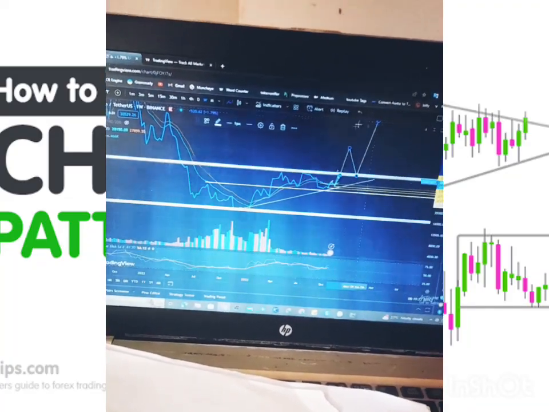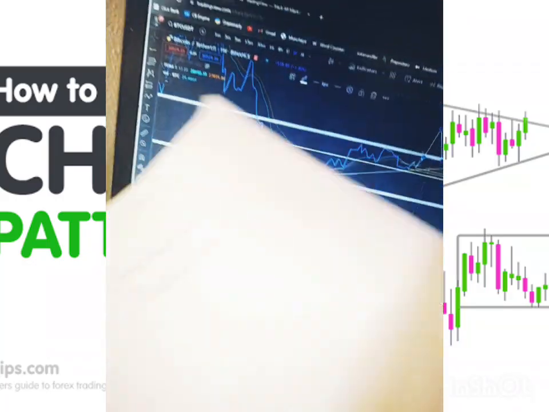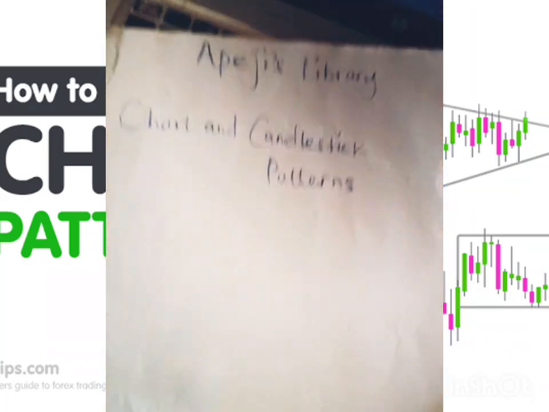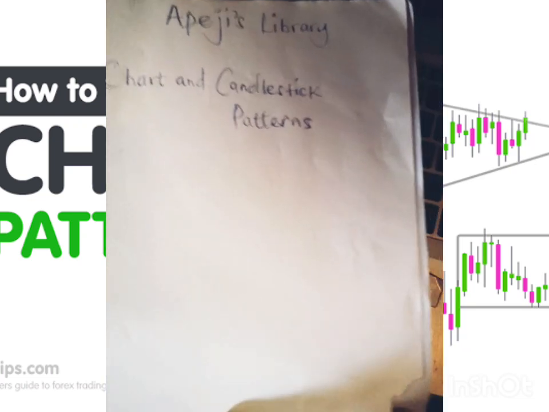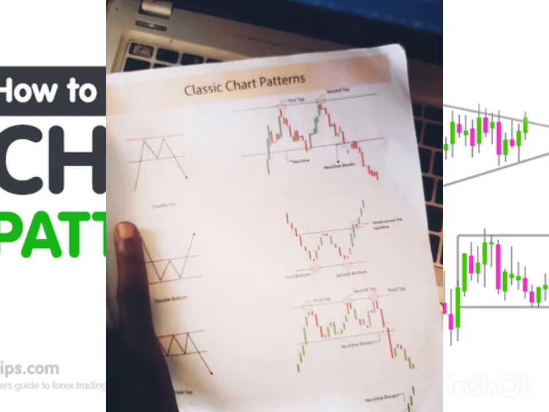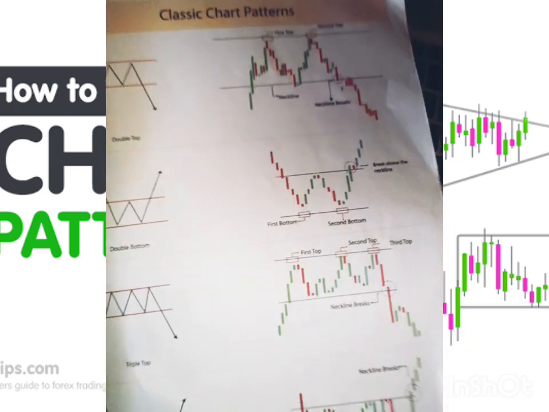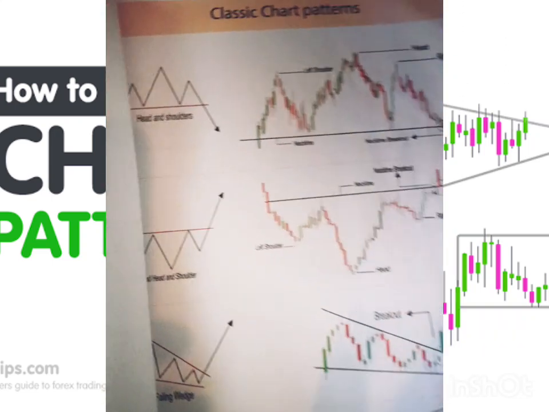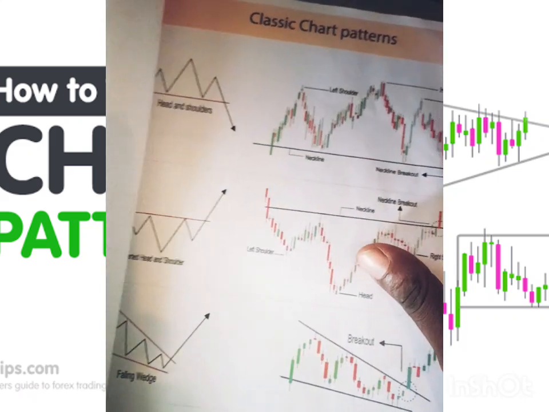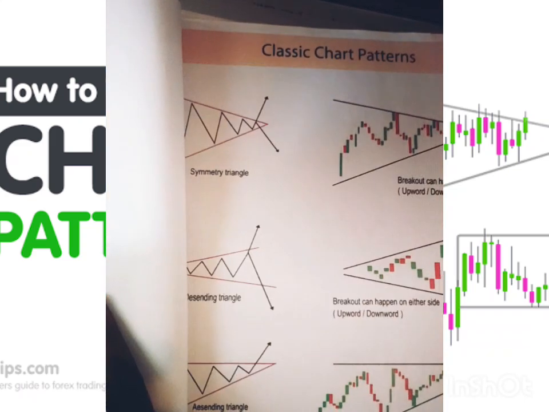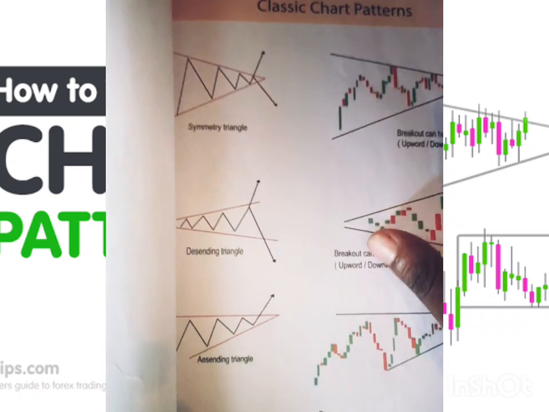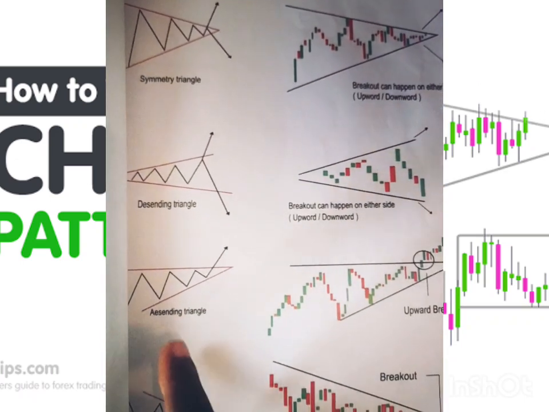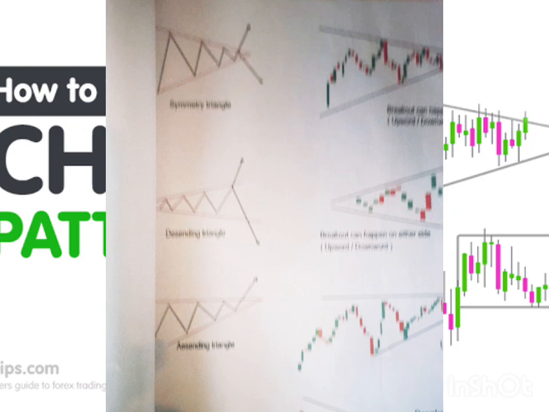Now let me confirm this. This book I have here, you can see this book is a book I bought. It's called Pages Library Charts and Candlestick Patterns. I was using this to learn how to study chart pattern. Now I have to go and search for a chart pattern that looks similar to what I am seeing here. And if I continue to check, I'm going to find one now. Look at this. Among all the chart pattern, this is an ascending triangle. Look at the ascending triangle.